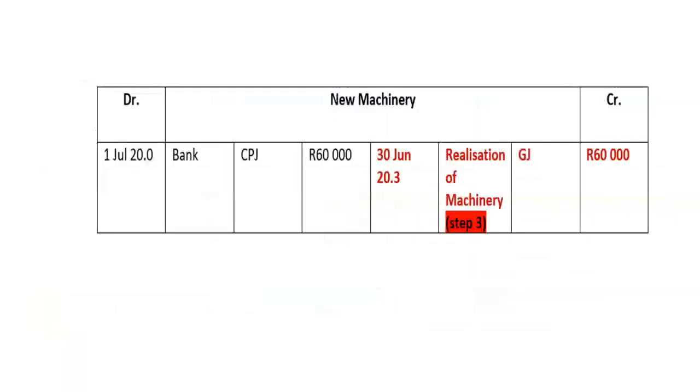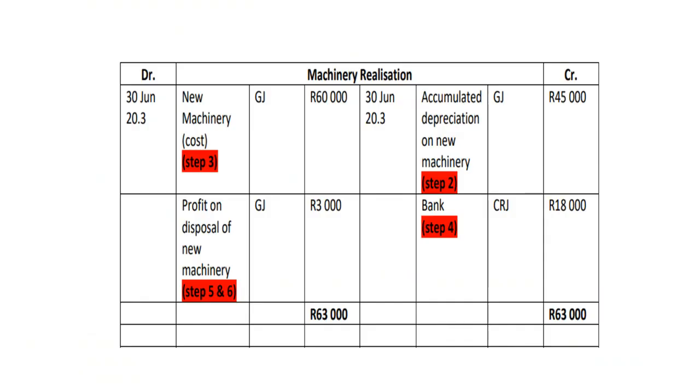So when we go to the realization account for step number 4, when you sold it for cash, 18,000, you debited the bank. What did you credit? You credited the machinery realization. That's why you now go to the machinery realization, on the credit side, you put 18,000 rand. And the description that you write here is bank, because you credited the machinery realization because you have debited the bank of how much? Of 18,000 rand.